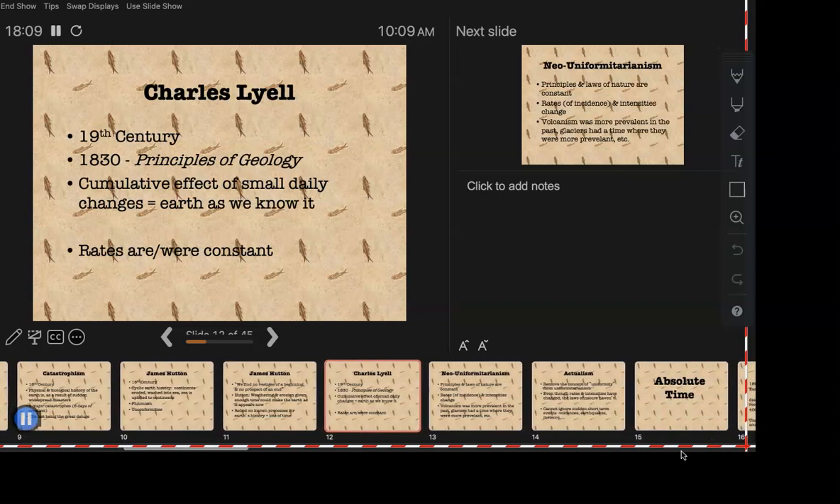All right, about 100 years after that. Now I'm jumping, but not quite 100, the next century. Lyell. He took everybody's stuff and wrote a textbook, basically. And the point of that, I should say, was that small day-to-day changes made the Earth as we know it.